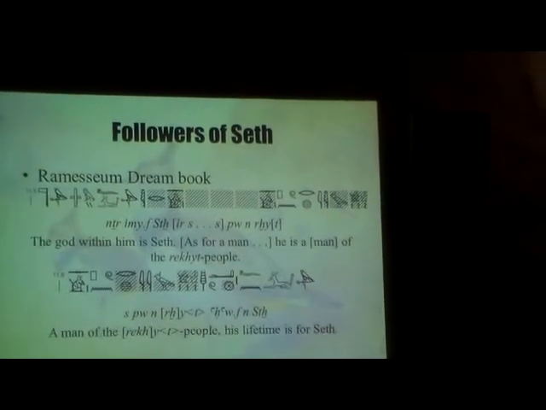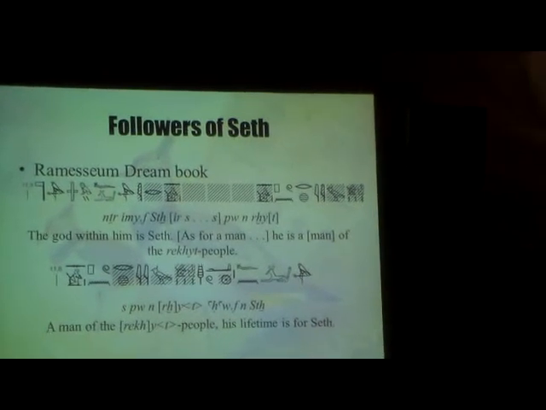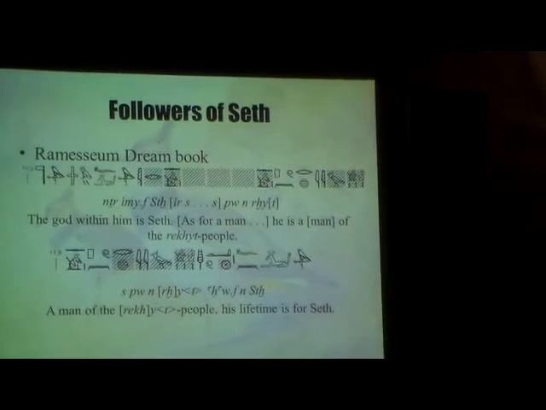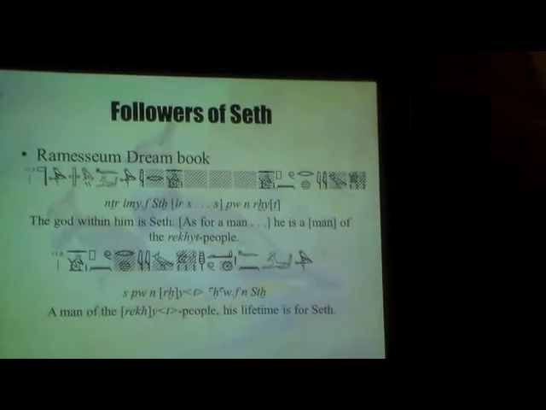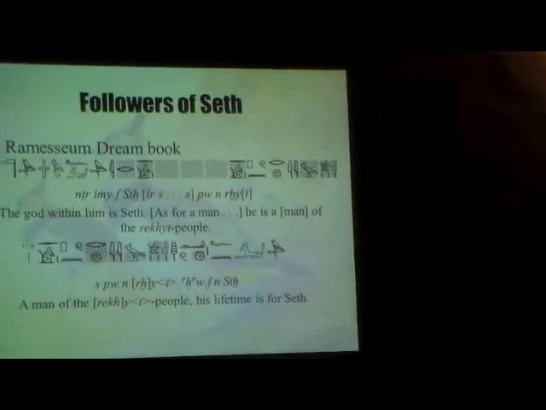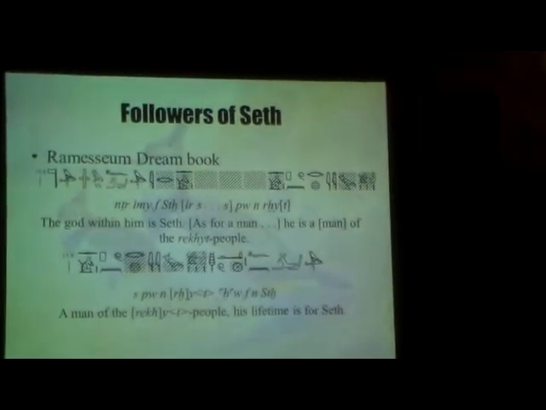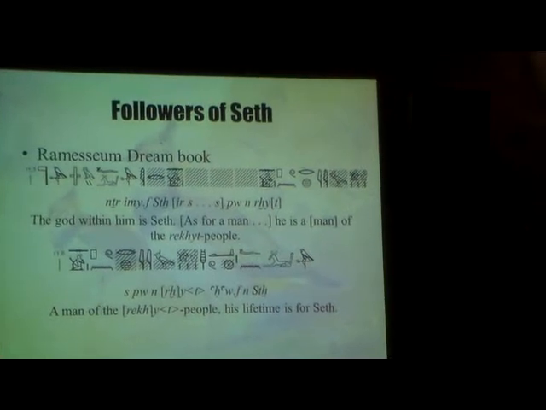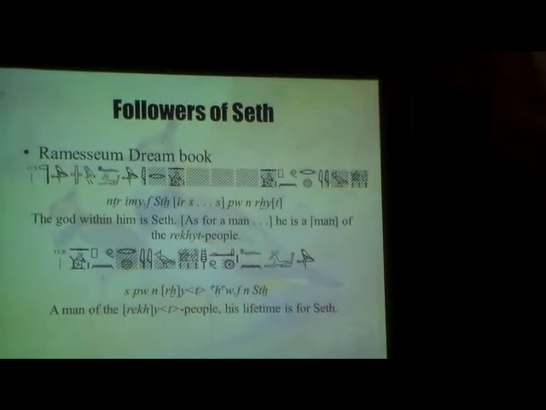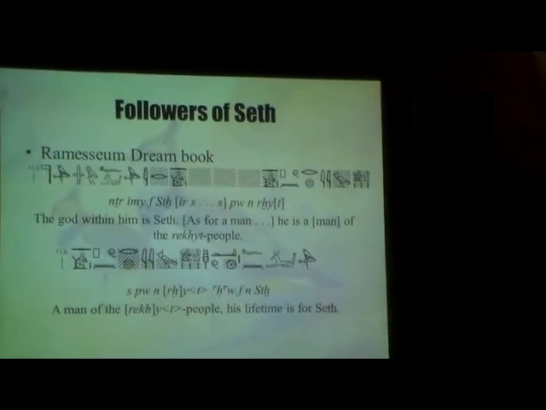And as well as that, you have 2 fragments, again very damaged, of the Ramesseum dream book. This is a passage which interprets dreams. And in 2 of the dreams, it refers to the god within him, Seth. As for a man, something, he is a man of the rekhyt people. So you have Seth and the rekhyt people mentioned in the same sentence.